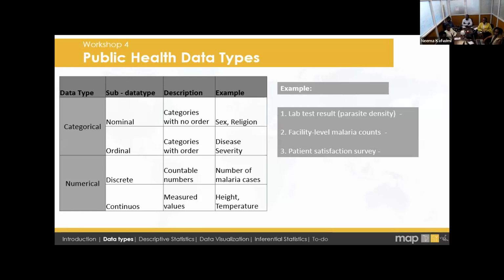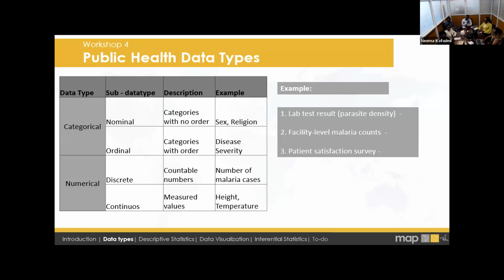The other type, the numerical or quantitative, is also divided into either discrete or continuous. Discrete are usually counts, or whole numbers, for example the number of malaria cases. Continuous are measured values, like height and temperature. Those which have decimal points are called continuous data types. A quick example here: lab test results or parasite density.